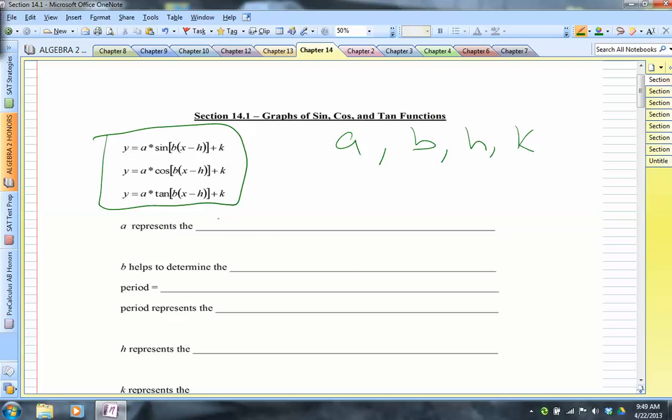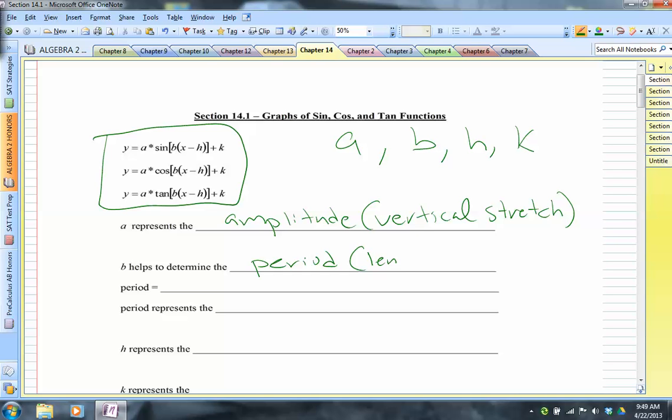A is going to represent the amplitude. It's kind of like the vertical stretch, which we talked about with some other functions earlier in the year. Now the B helps determine the period. The period is basically going to be the length of one cycle.